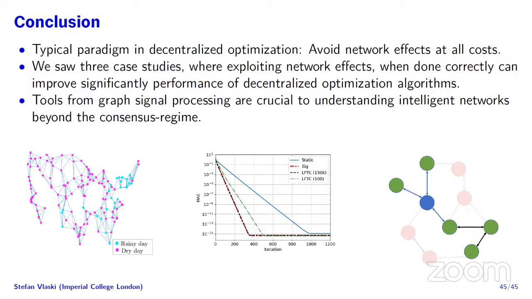You can get algorithms which converge faster, so that's the part that I skipped, and you can get algorithms which are more robust than their centralized counterparts. And the key takeaway, hopefully for this audience, is that what we need to study these kinds of systems are tools from graph signal processing, and that's what's allowing us to move essentially beyond this consensus regime. Yeah, thank you.